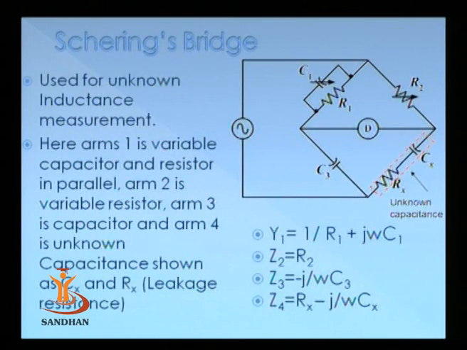The next type of bridge is used for inductor, here a correction is to be made: it is used for capacitance measurement instead of inductance measurement. Here the arms are arranged in the same way as in the Maxwell bridge. There is a series or parallel combination of capacitor and resistor in arm 1. R2 is variable instead of being fixed as in the Maxwell bridge. Arm 3 contains a fixed value of capacitor while arm 4 has an unknown capacitor.